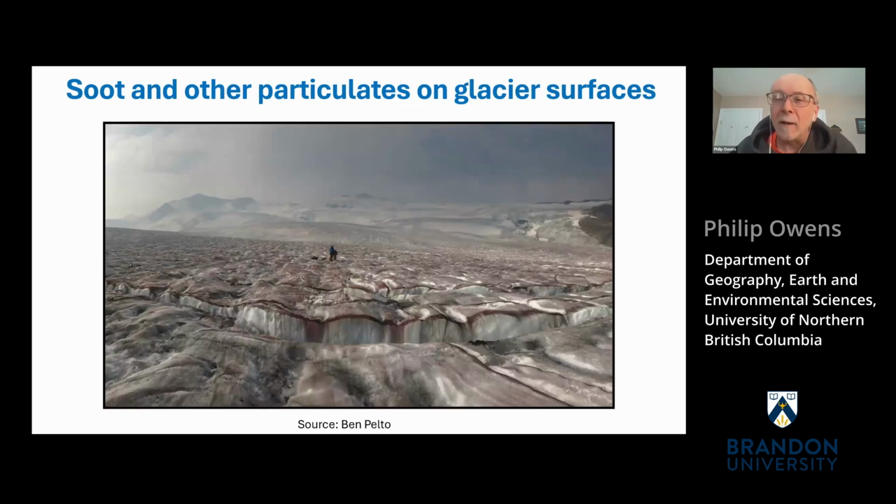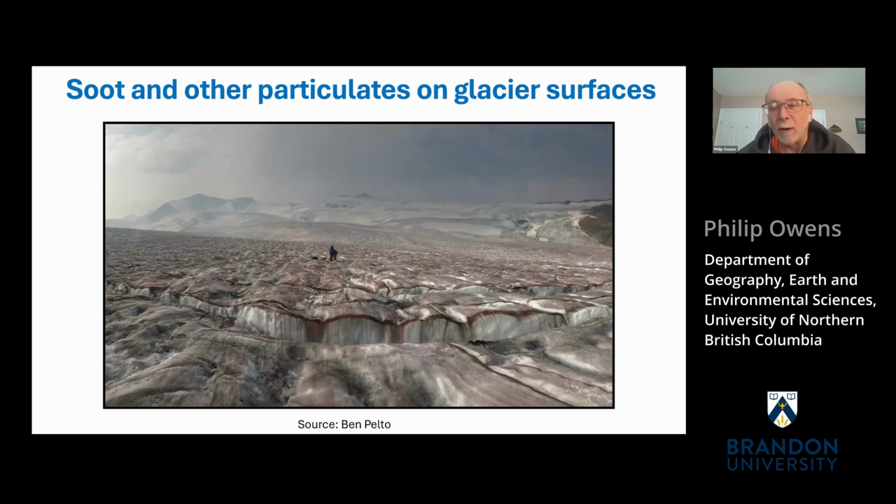So, we typically think of glacial environments as having this lovely, clean ice. But now we're recognizing that because of all these contaminants, often black carbon, soot from wildfires, glacial landscapes are looking very different than they used to be in the past. This is a photograph taken by a UNBC PhD student, Ben Pelto, of some glacial environments in British Columbia. And as you can see, this is really dirty. The glacial ice is covered in basically soot and particulates.